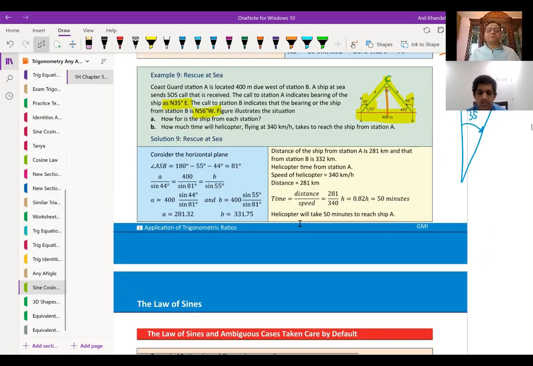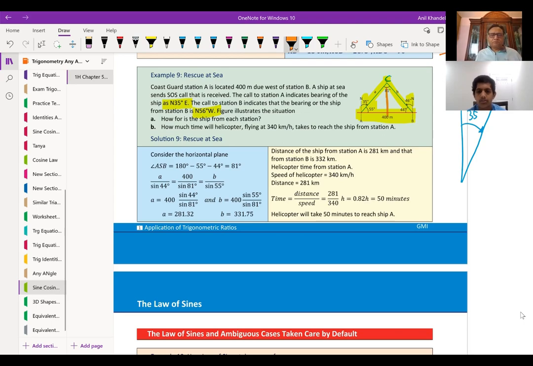This is a very beautiful application question and very easily solved, but making a diagram could be tricky. So you first understand how we make this diagram. Is this clear to you, the diagram itself? Perfect. And then A over sine of 44 will give you 400 over sine of 81. So you find A, and then similarly you can find B as B over sine 55 is equal to 400 over sine 81, right? And you get your answers, correct?